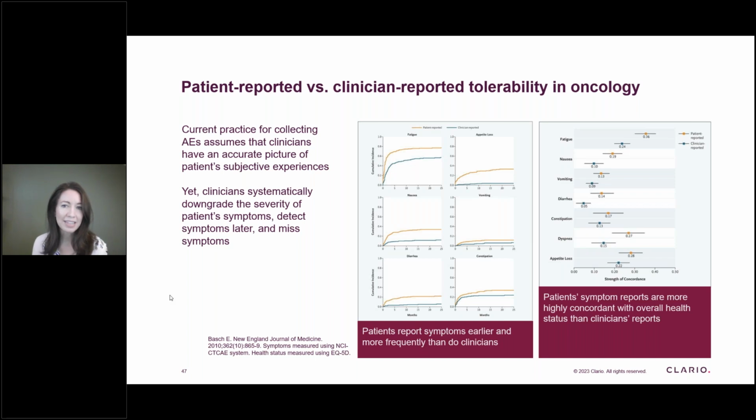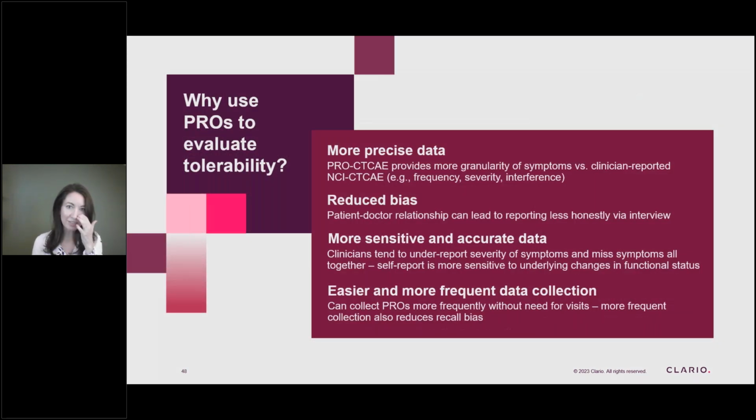On the next slide, again, is just a summary of why it's important to use these PROs to evaluate tolerability. You're getting more precise data by asking patients themselves. It also could reduce bias, given that there could be some bias in an interview with the patient-doctor relationship. You're getting more sensitive and accurate data, and it's also potentially easier to collect self-report symptoms because you don't need the clinician to call, or you don't need that site visit to get patient-reported data.